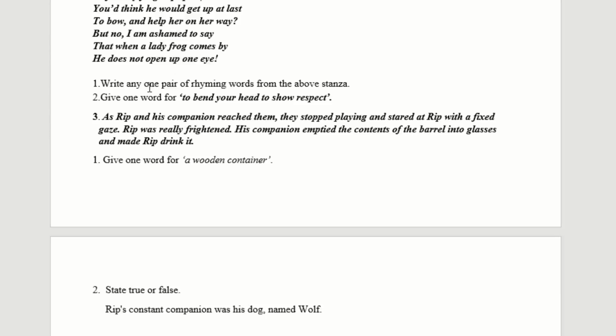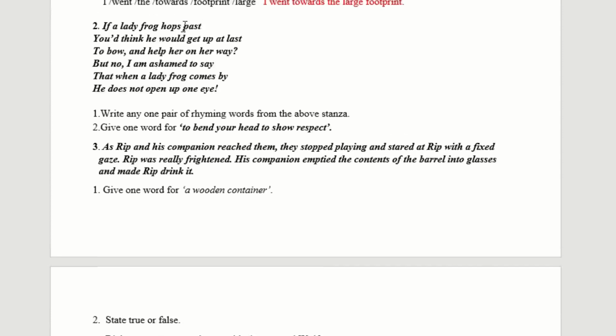If they had given any one pair, you are supposed to write only one pair. So you can write either past, last, or way, say, or by, I. I'm giving only one answer. There are actually three rhyming pairs, but you are supposed to write only one pair of rhyming words according to the question asked. So I'm writing past, last. We can write any other, but it should be one pair only.